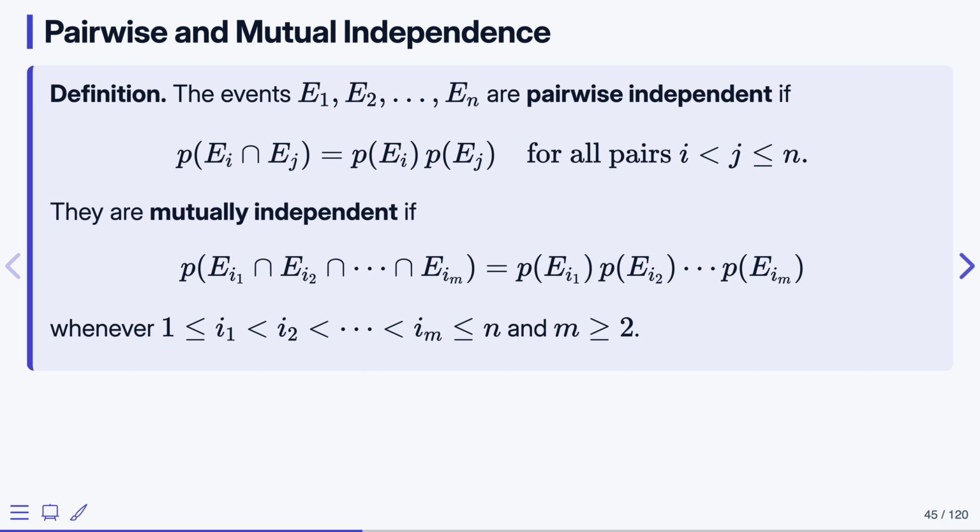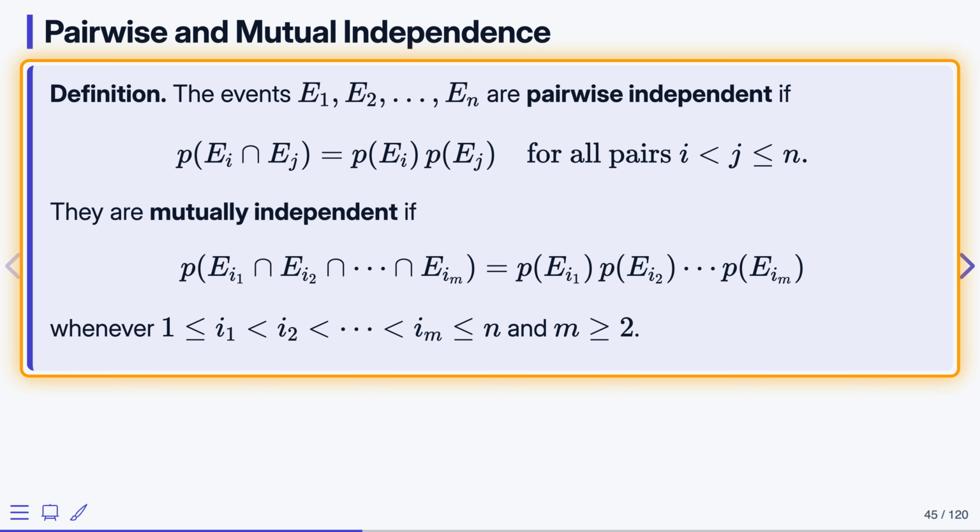When we have more than 2 events, there are 2 levels of independence. Pairwise independent means every pair of events is independent, taken 2 at a time. Mutually independent is stronger. It means every group of the events multiplies out, not just pairs but also triples, and so on. Mutual independence gives pairwise independence, but not the other way around.